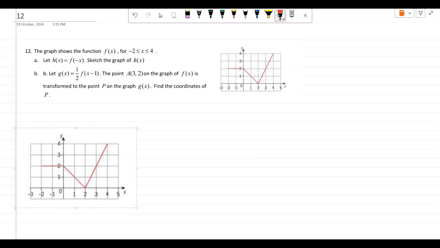So you have this thing is too dark also, then that grid. Okay, so you have, I made it dark. Domain of minus 2 comma 4. Sketch a graph of h(x) equals f(minus x). This is my x.